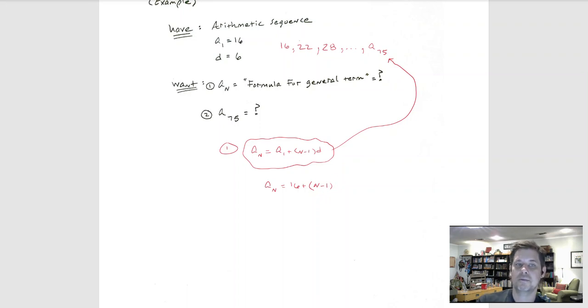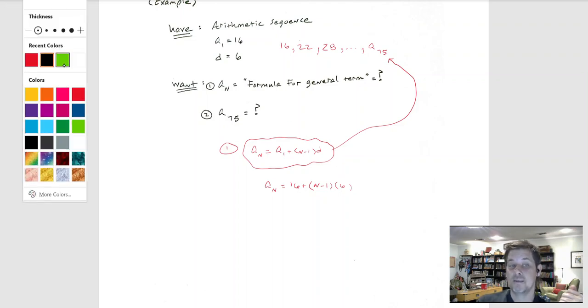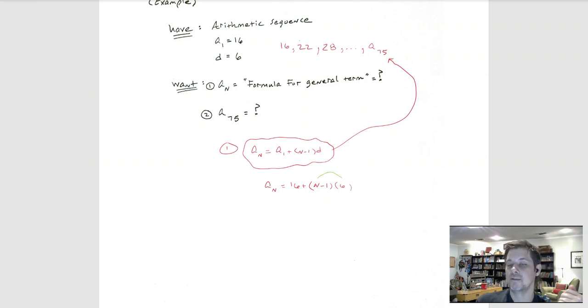All right, so it's going to look like this. Now, that will do it. Like this formula right here will tell you what the 75th term is, if that's what you want. But as is normally the case in math, we do some simplifying. If we can combine things, then we combine them, and so on.